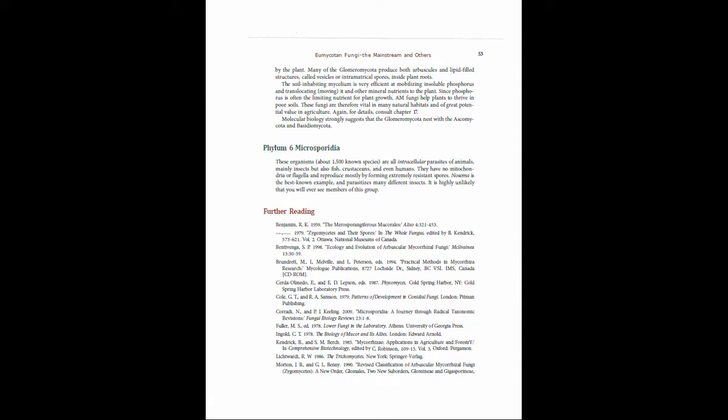Phylum 6 Microsporidia. These organisms, about 1,500 known species, are all intracellular parasites of animals, mainly insects but also fish, crustaceans, and even humans. They have no mitochondria or flagella and reproduce mostly by forming extremely resistant spores. Nosema is the best known example, and parasitizes many different insects. It is highly unlikely that you will ever see members of this group.